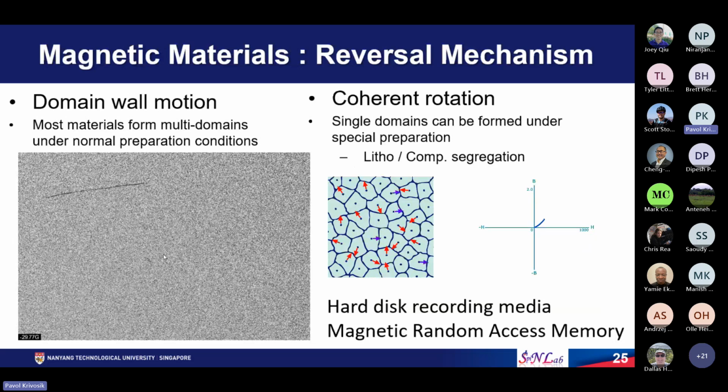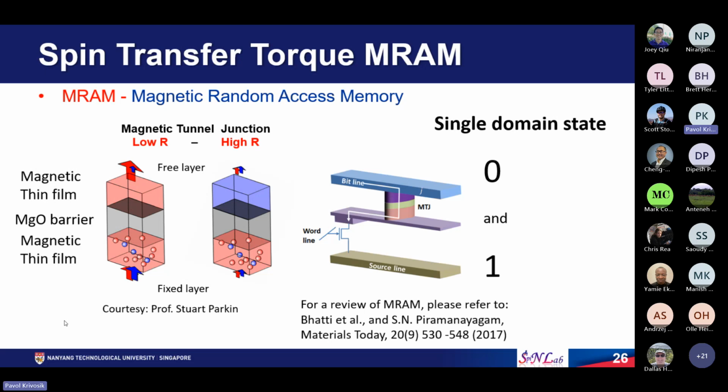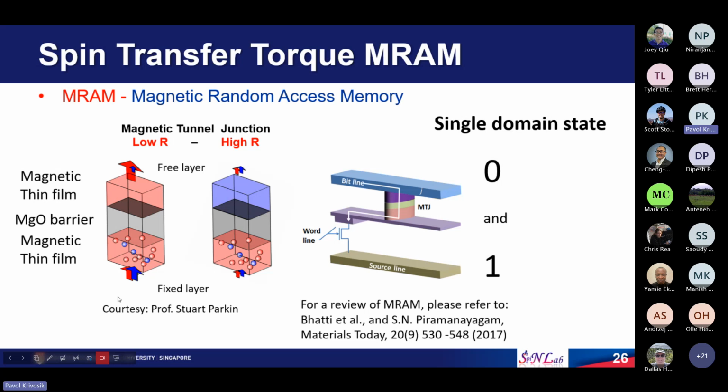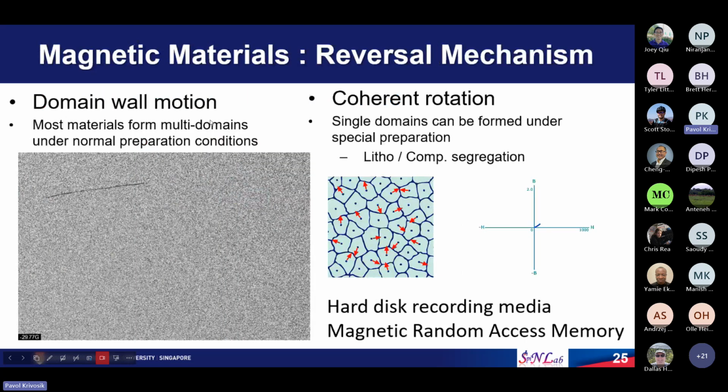People in this audience need no introduction. Magnetic materials undergo at least two types of reversal mechanism. In hard disk media or magnetic random access memory, we have been using the coherent rotation reversal mechanism. The other form of magnetization reversal mechanism is domain wall motion. If you apply a magnetic field, certain materials exhibit a reverse domain, and the reverse domain propagates by the motion of domain walls. In this talk, we'll be focusing more on domain wall motion-based devices.